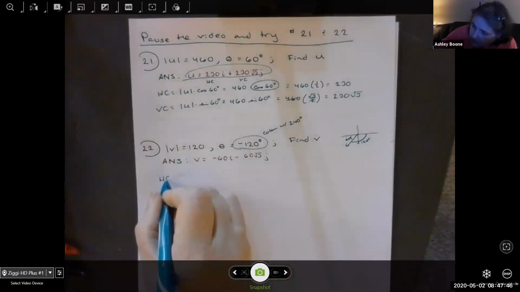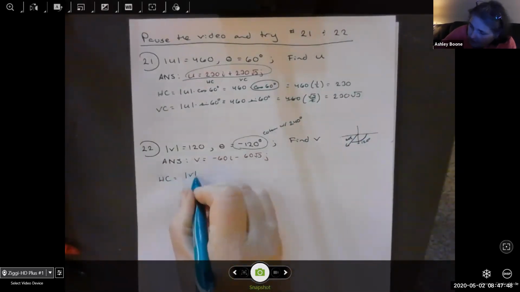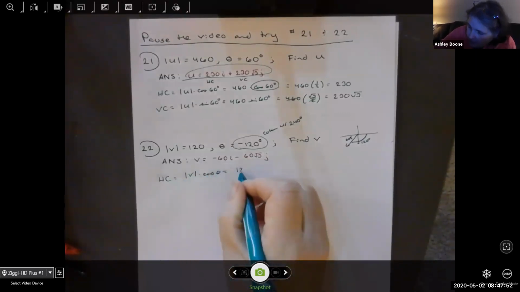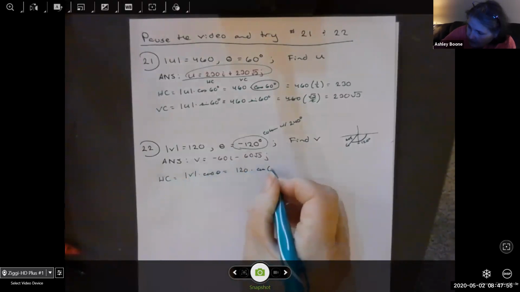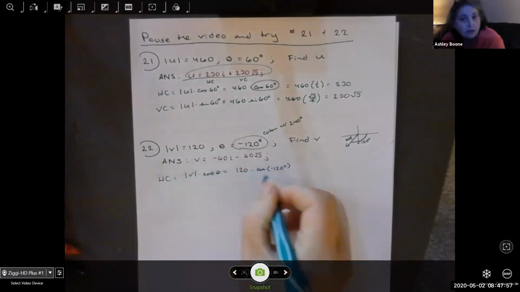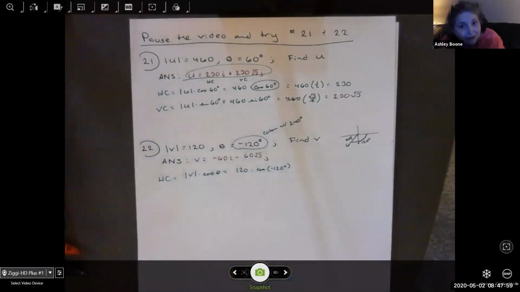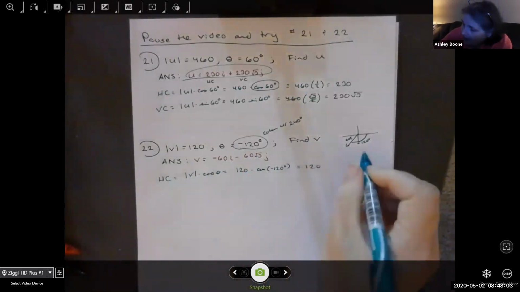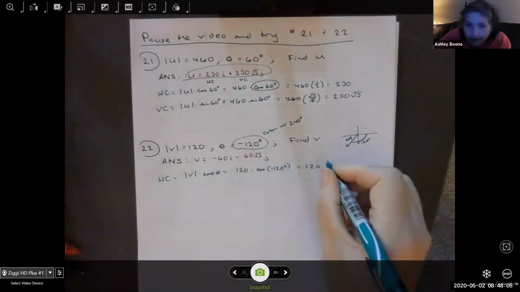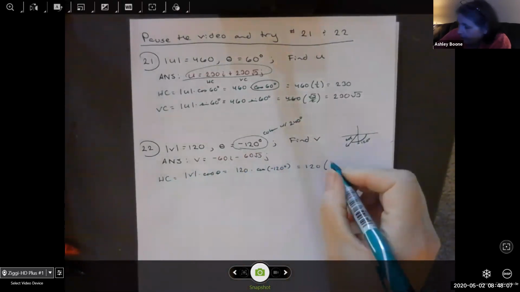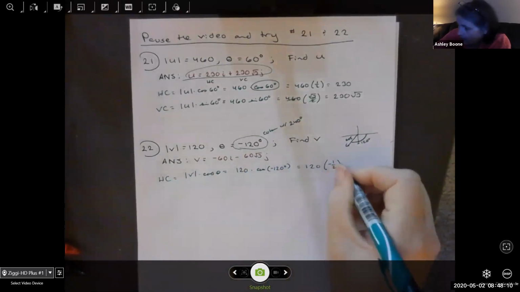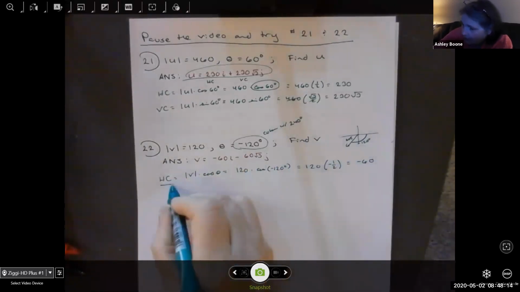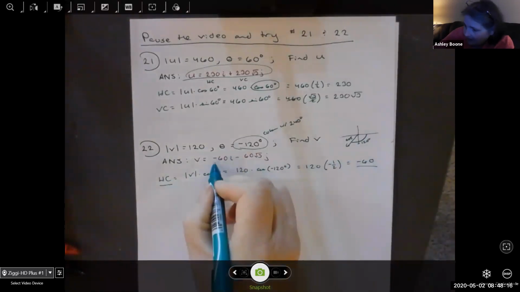Horizontal component is going to be magnitude times cosine of the angle. So that would be 120 times the cosine of negative 120 degrees, or cosine of 240 degrees if you want to get coterminal angles first. But the cosine of negative 120 is negative 1/2. 120 times negative 1/2 is a negative 60. Horizontal component is negative 60. Okay.